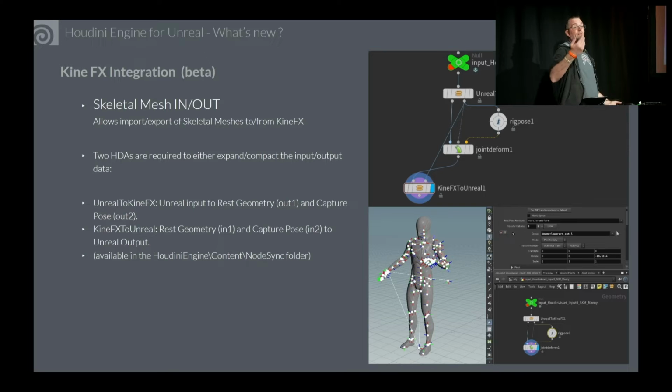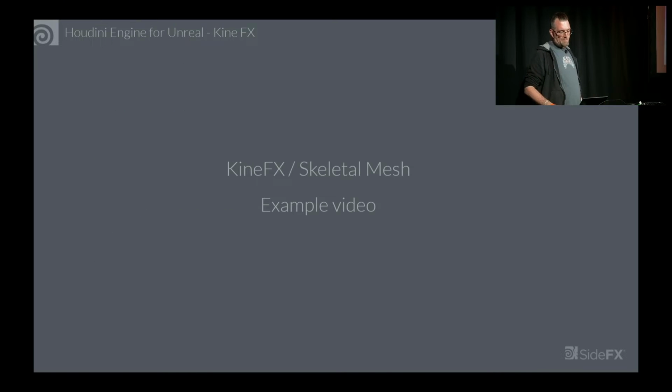And then when you go on the other side, we do the opposite. So we take the rest geometry in the first input and the capture pose, merge them together into something that the plugin knows, and then we can create a static mesh on the other end. Those HDAs ship with the plugin, and so they're available in the content not sync folder.